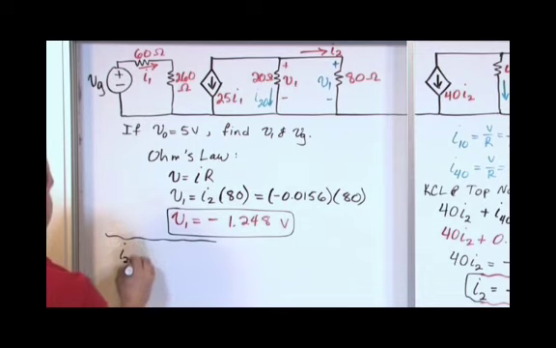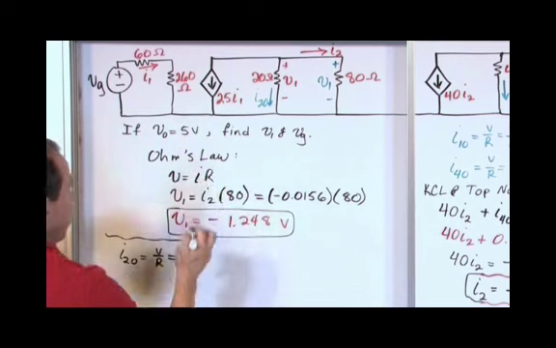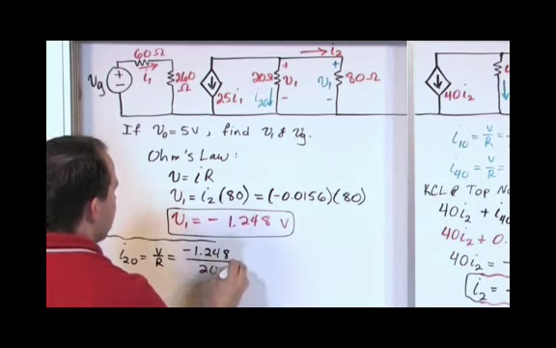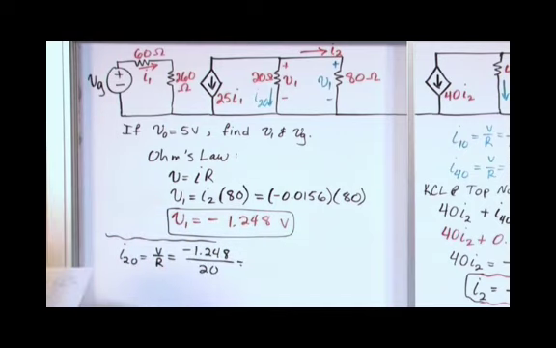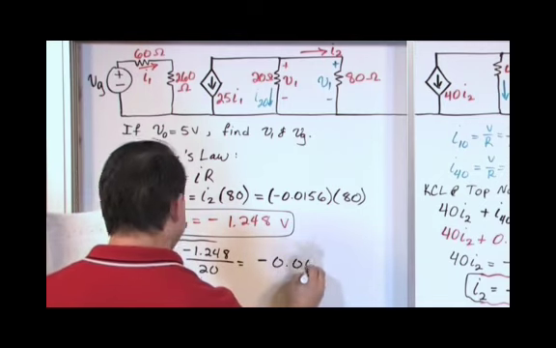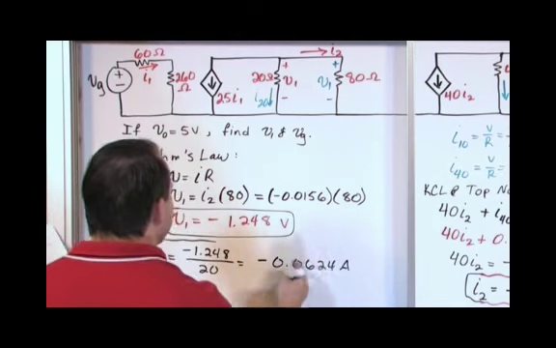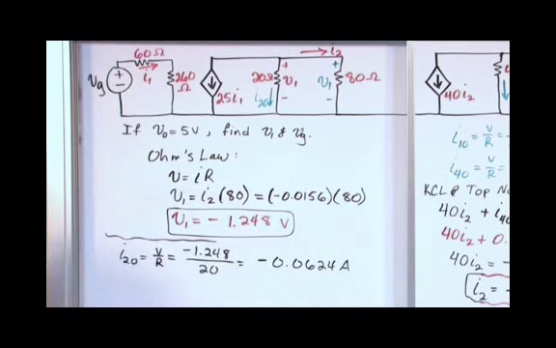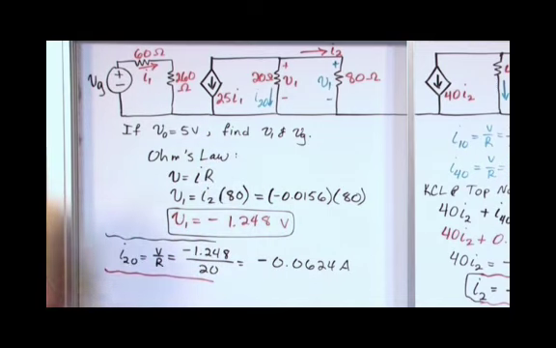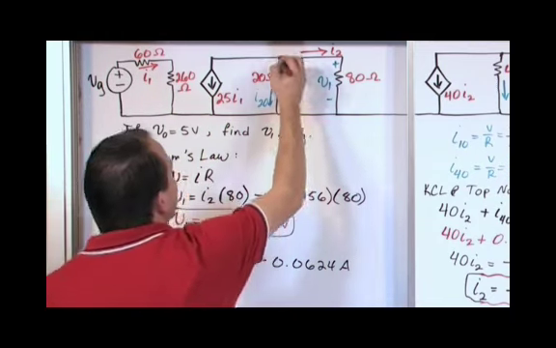I sub 20 is equal to V over R. The voltage just happens to be negative, so negative 1.248. The resistance is 20. So when you take negative 1.248 divided by 20, you're going to get negative 0.0624 amps. That's I sub 20. The reason that I want to do that is because my goal is to find I1 so I can link it back. Let's write a Kirchhoff current law right there.